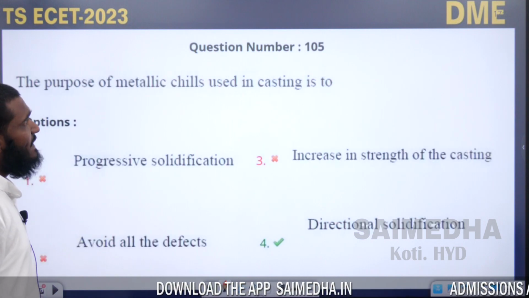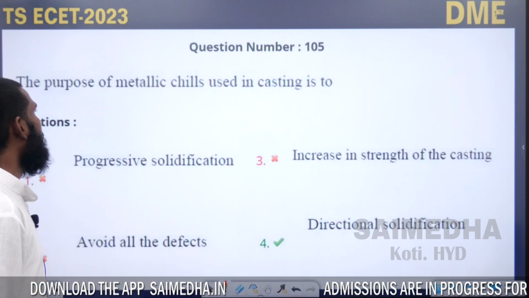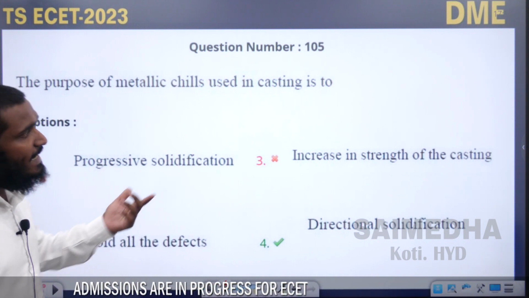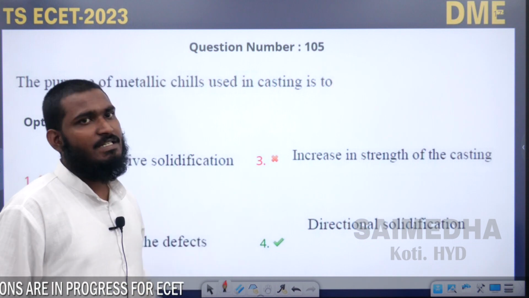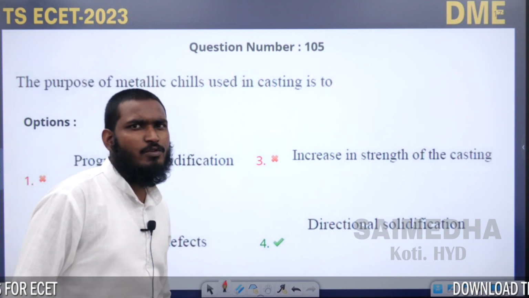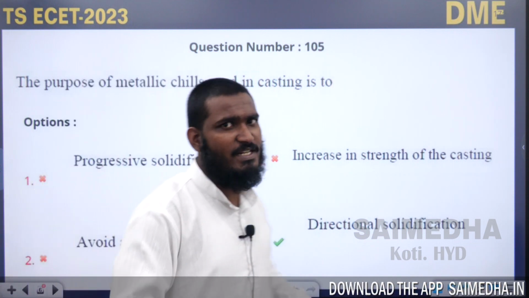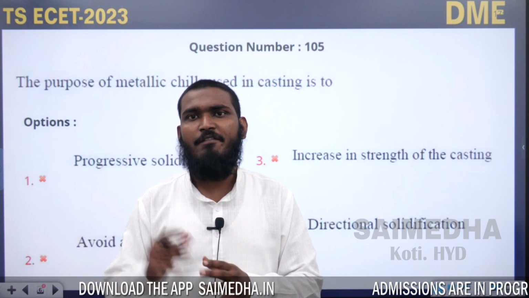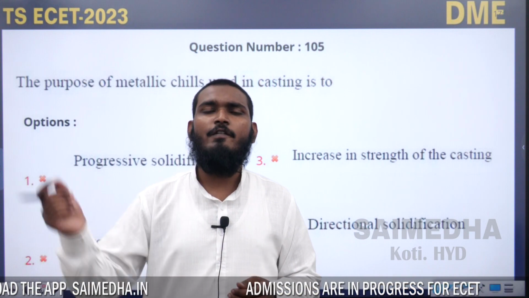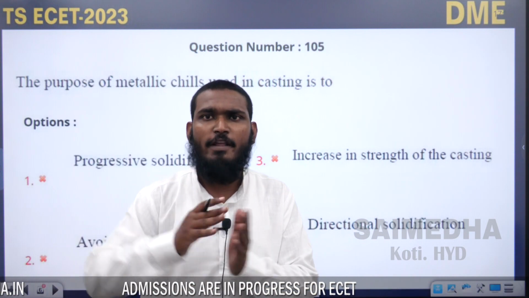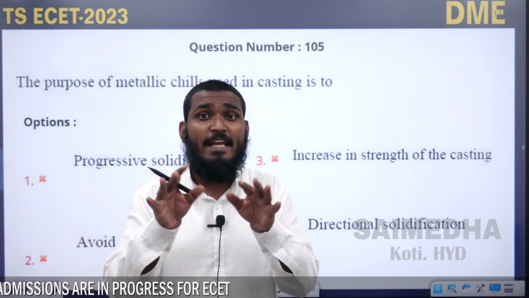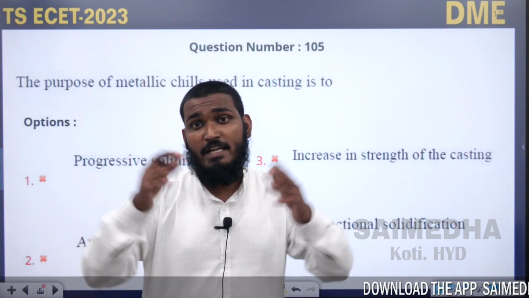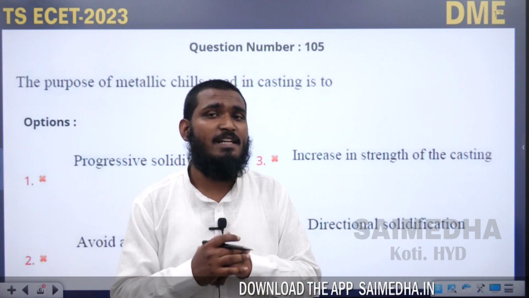Now the purpose of metallic chills used in casting is: progressive solidification, avoid all the defects, increase in strength of the casting, directional solidification. Now what will happen actually, whenever we are performing the casting operation, we have the mold cavity. After preparing the mold cavity, we have to pour the molten metal. After pouring the molten metal, it should solidify. If it takes more time for solidification, we will have defects there, and it becomes disadvantageous.